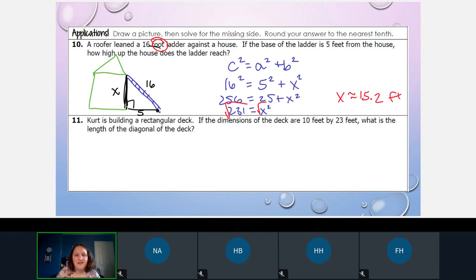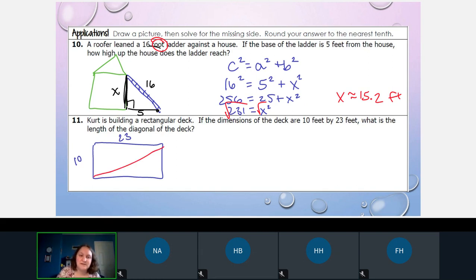All right, let's look at number 11. Number 11 uses properties of quadrilaterals. Kind of. Yeah, it does. All right, Kurt is building a rectangular deck. So let's draw a picture of his deck. Bird's eye view. Rectangular deck. The dimensions of the deck are 10 feet by 23 feet. So 10 feet by 23 feet. What is the length of the diagonal? And so from here to here.